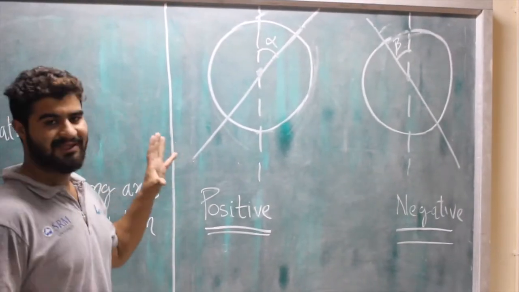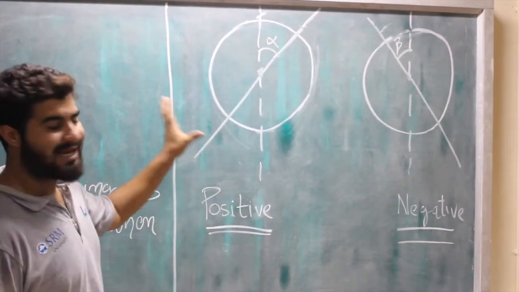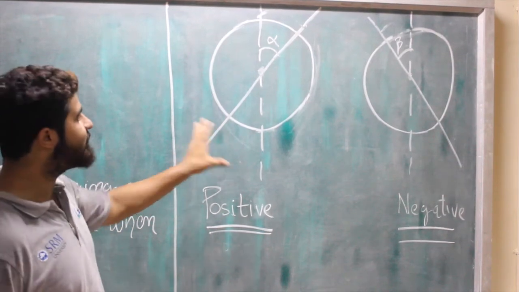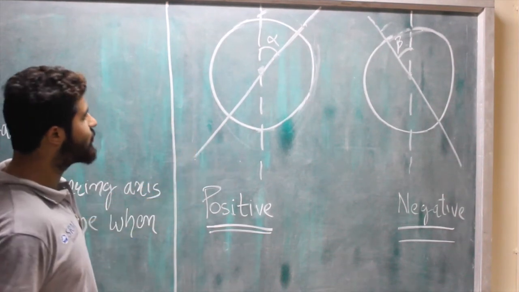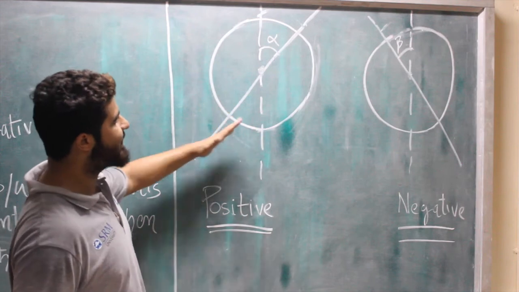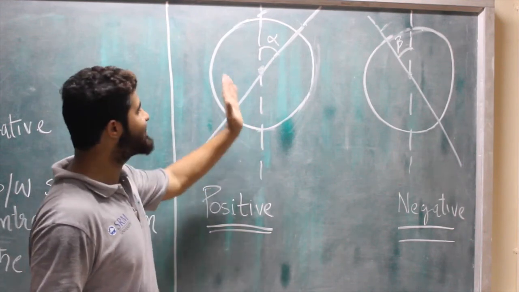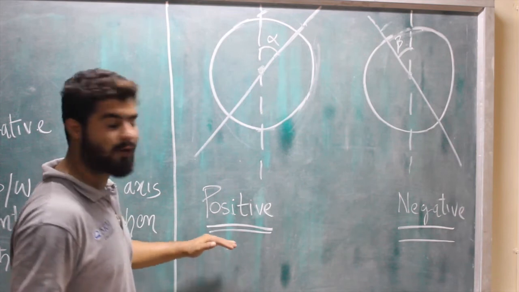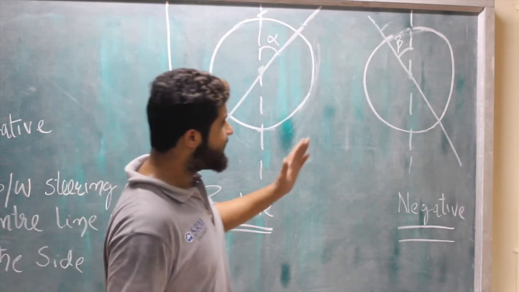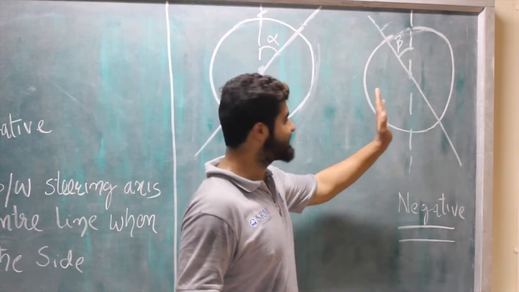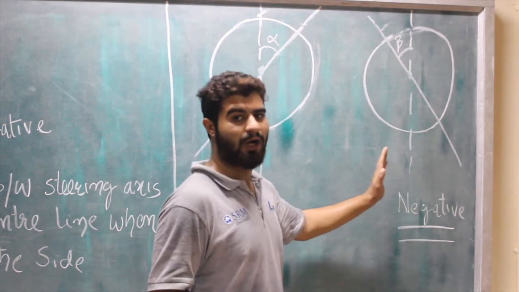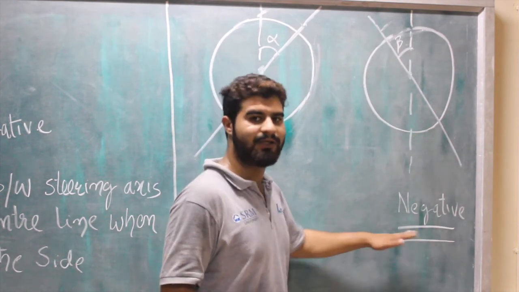First assume that this is the left front tire of the car and we are viewing from the left side. If the angle between the steering axis and the wheel center line is in a clockwise direction, then it's said to have a positive caster, and if the angle between the steering axis and the wheel center line is in a counterclockwise direction, then it's said to have a negative caster.